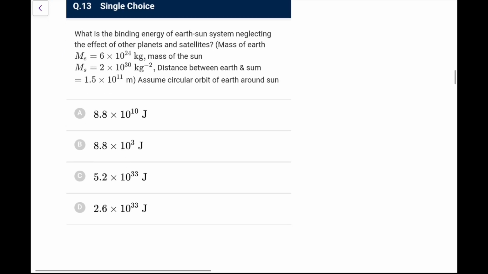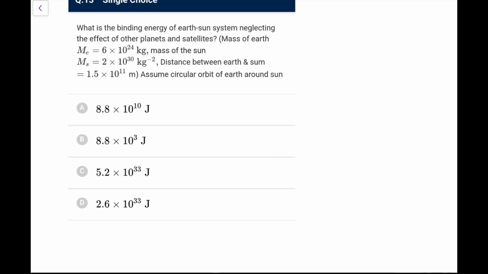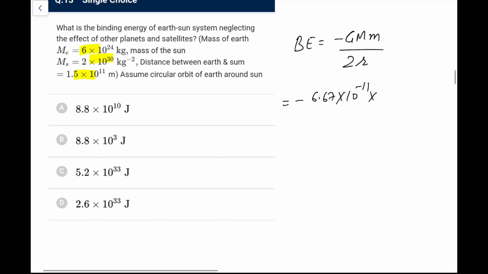Next one. What is the binding energy of the Earth-Sun system neglecting the effect of other planets and satellites? You have to find this out. Okay, so this is the mass of both, the distances are given, assuming a circular orbit of Earth around the Sun. So directly we can write the binding energy, like in the case of a satellite, that is minus GMm by 2r. So it would be minus 6.67 into 10 to the power minus 11, mass of both 6 into 2, 12, 12 into 10 to the power 54 I can do. This is 2 into 1.5 into 10 to the power 11.